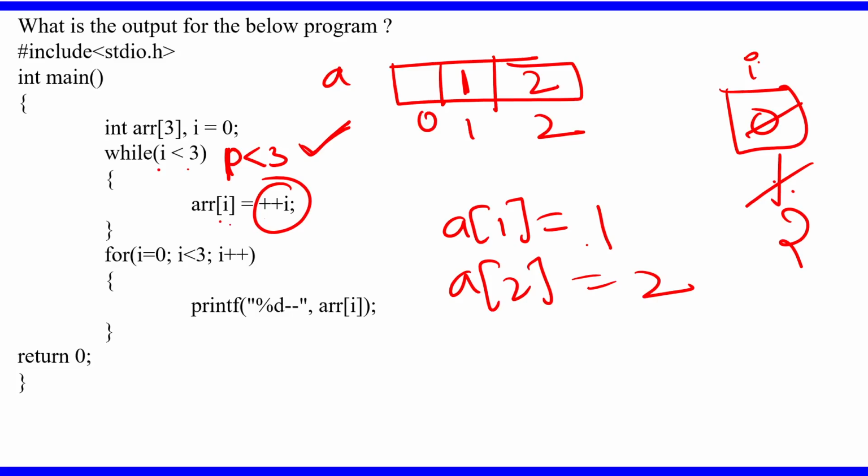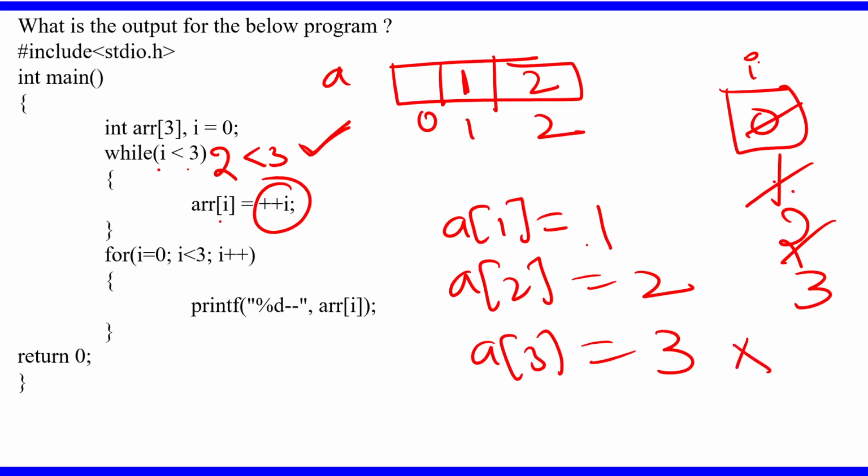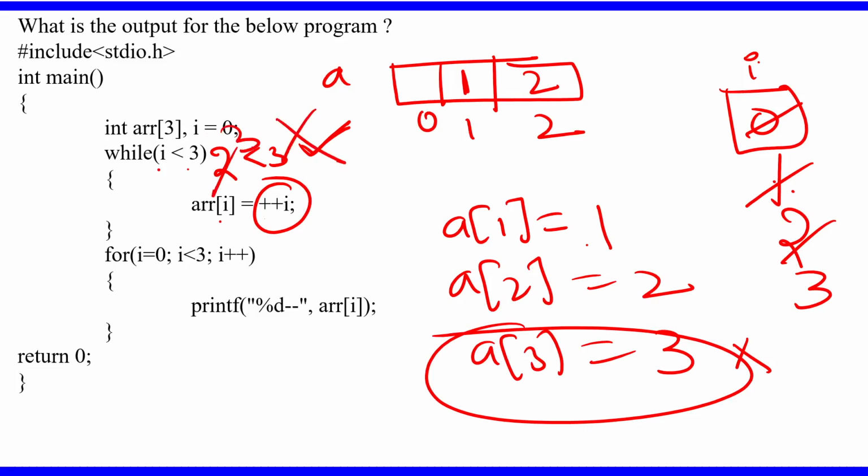I write it here. Again from here I go back to the condition. The i value is 2, 2 less than 3, yes, true. But what is happening here? Plus plus i makes it 3, so a of 3 is equal to 3. So this is going beyond the array, but the C compiler will not throw any error for this statement. Okay, next it will become 3 less than 3, it will fail, and it will come out of the loop.